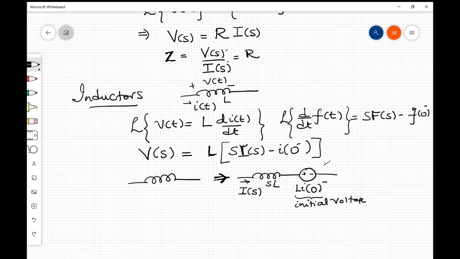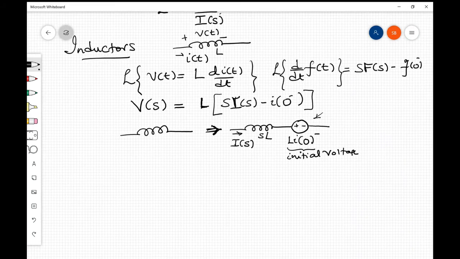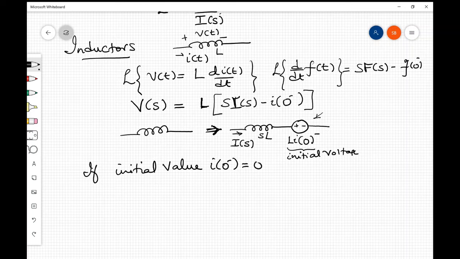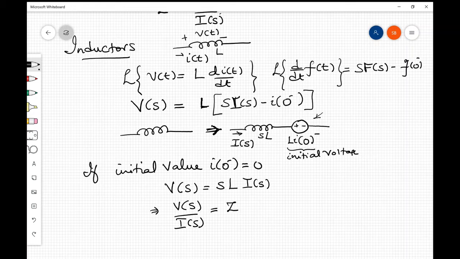Usually we take this initial value to be 0 in our previous frequency domain classes, but that's how an inductor is transformed. So if we neglect the initial value, if i(0) is 0, then V(s) is going to be sL I(s), right? Which means V(s) over I(s), which we call impedance Z(s), is going to be s times L. You are very aware of that value, right?